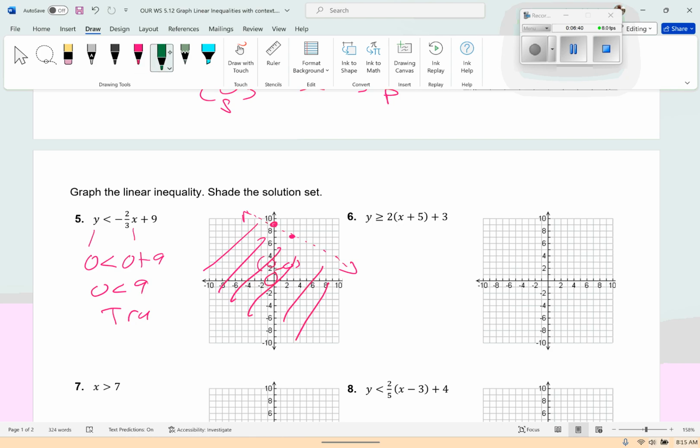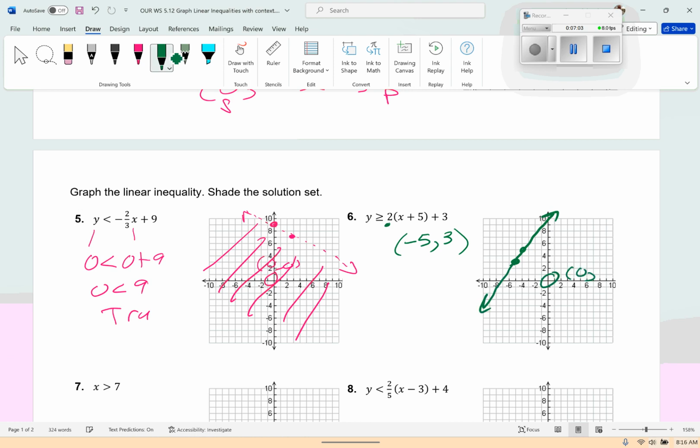This one is given to us in point slope. So I'm going to have negative 5 coming out of the parentheses is opposite. Outside the parentheses is the same. So negative 5, 3, which is right here. And we have slope of right there. So I'm going to go up 2, right 1. This is a solid line because we have the equal sign underneath our inequality.